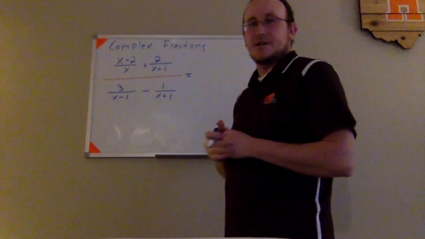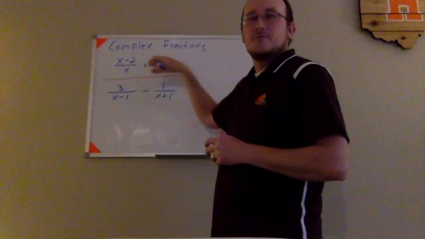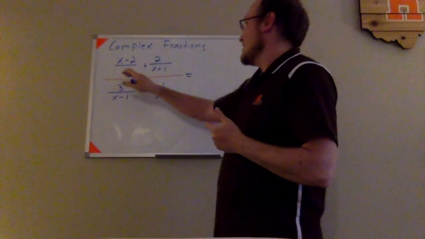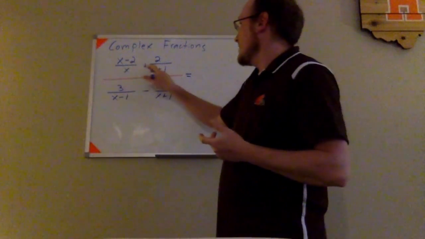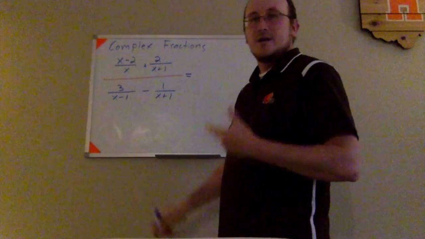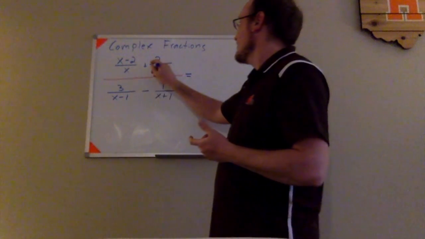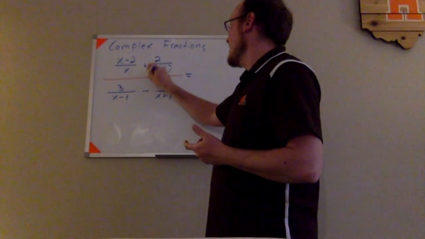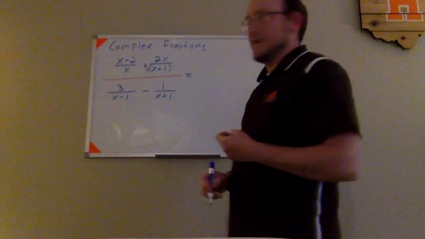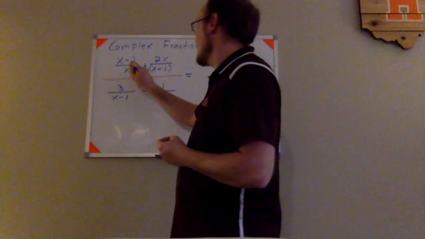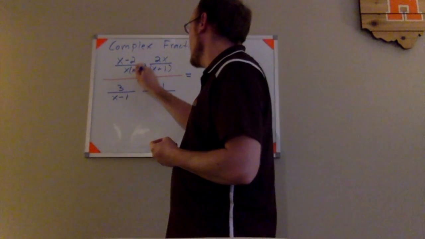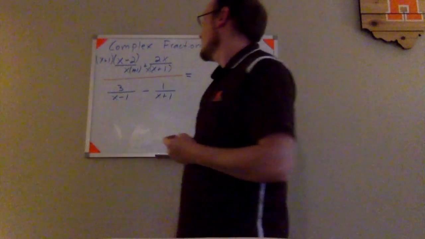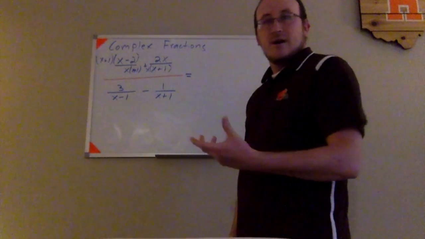But let's go ahead and try to get common denominators within our numerator so that we can put these together as a single fraction. I see this one has a factor of x in its denominator, this one has a factor of x plus 1. So to get common denominators, this fraction is going to need to get multiplied by x in both the numerator and denominator. And this fraction is going to need to get multiplied by x plus 1 in both the numerator and denominator. I'll go ahead and do that now.